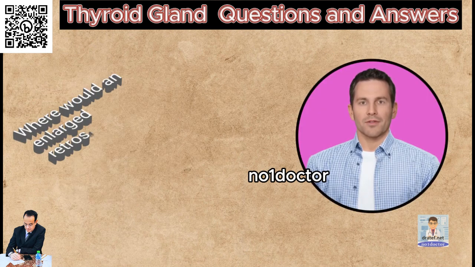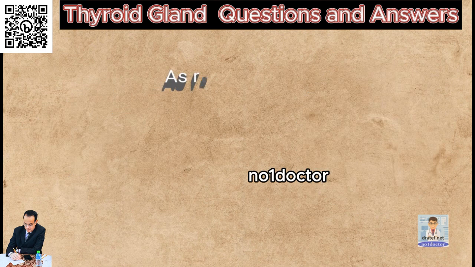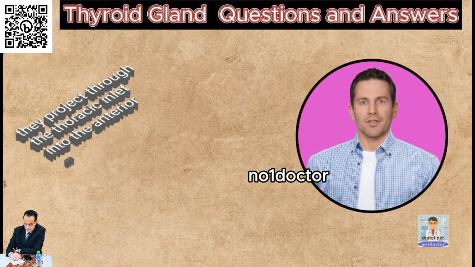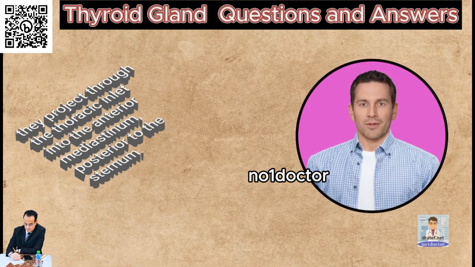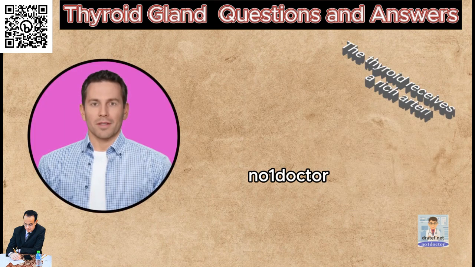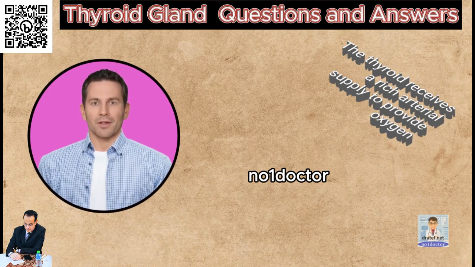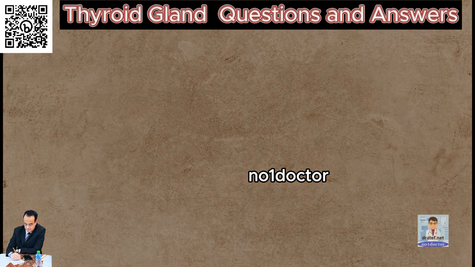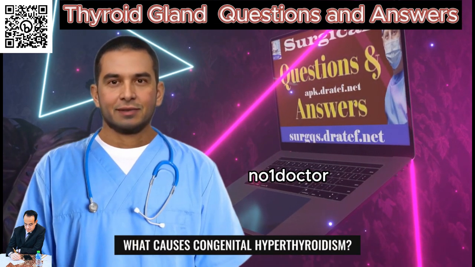Where would an enlarged retrosternal goiter project into? As retrosternal goiters enlarge inferiorly, they project through the thoracic inlet into the anterior mediastinum, posterior to the sternum. Why is the thyroid gland very vascular? The thyroid receives a rich arterial supply to provide oxygen and iodine needed for rapid hormone production and secretion into the circulation.